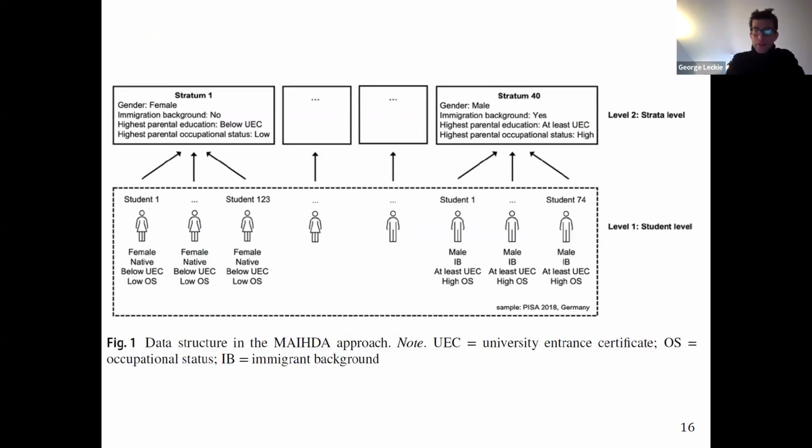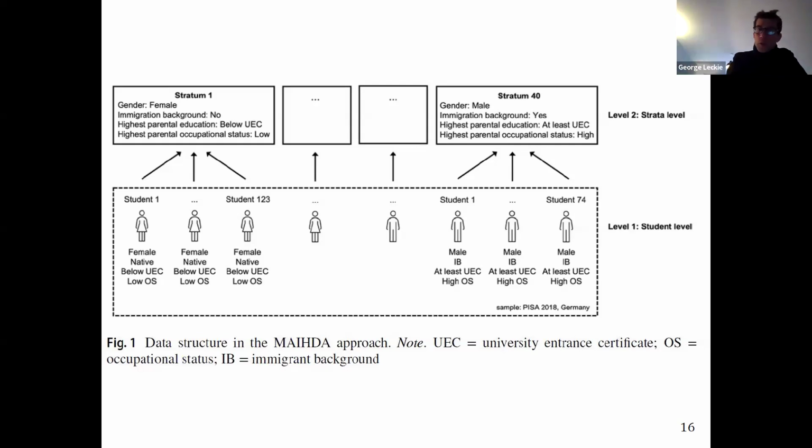This is a nice graphic from that Lena paper, and you can see she calls them strata or stratum. We've done so in previous papers. I mainly call them intersections. The very first one in the data is gender female, immigrant status no, parental education high school, parental occupation low. There are 123 of those students, and they're in that first cluster of intersection. We're interested in their mean outcome. And then you can cycle through all 40 of these intersections.